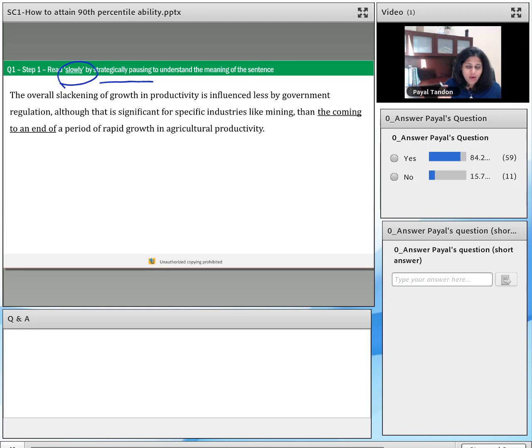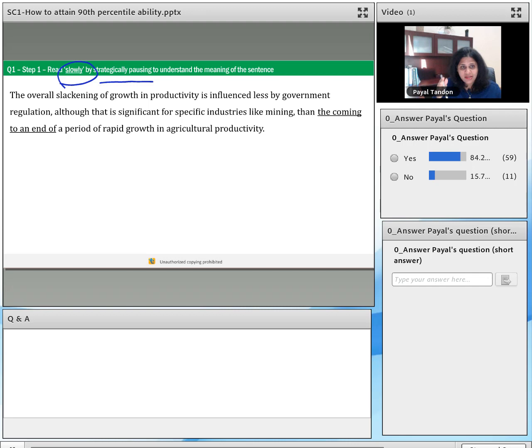You need to know what is the author trying to tell you. Your goal when you're reading a sentence is not to solve the question, is not to select the correct answer. Your goal when you're reading a sentence in step one is to understand everything that the author has written in the sentence. If that slight switch that you do in your mind when you're reading the sentence, you're going to see tremendous improvement in how you approach that sentence. Okay, so I want you to make a note of that.